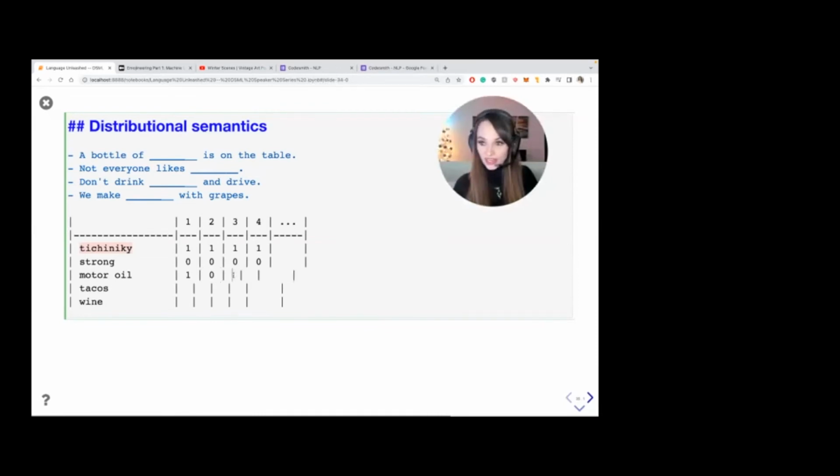Then, don't drink motor oil and drive. I hope nobody's doing that, but that also sounds weird. Like, we're probably not gonna see that sentence that often, so I'm just gonna give it a 0. And we make motor oil with grapes. No. Tacos. A bottle of tacos is on the table. Tacos don't come in a bottle, so 0.